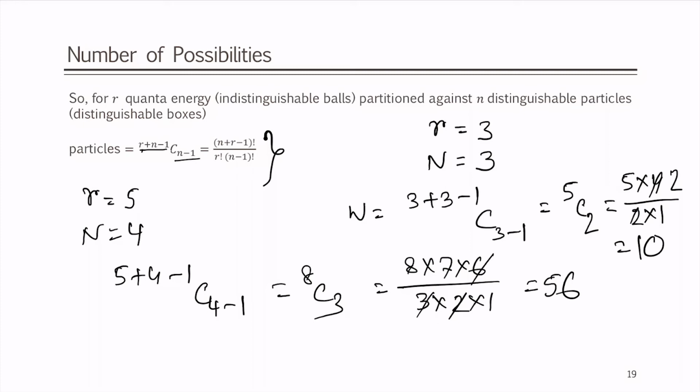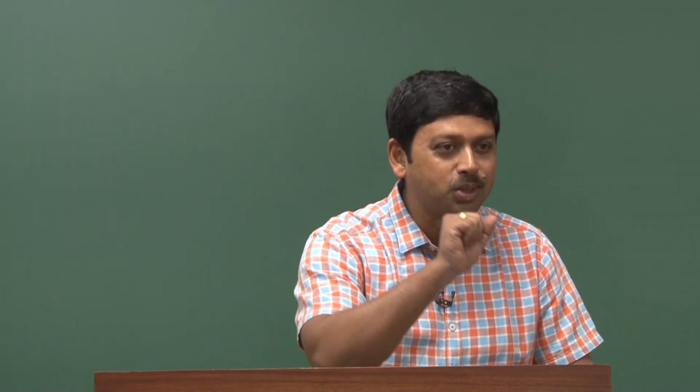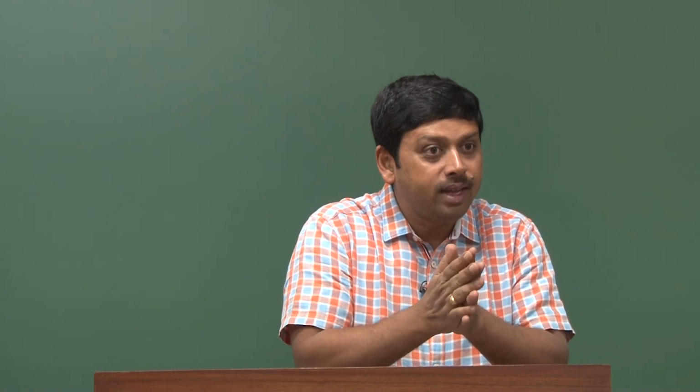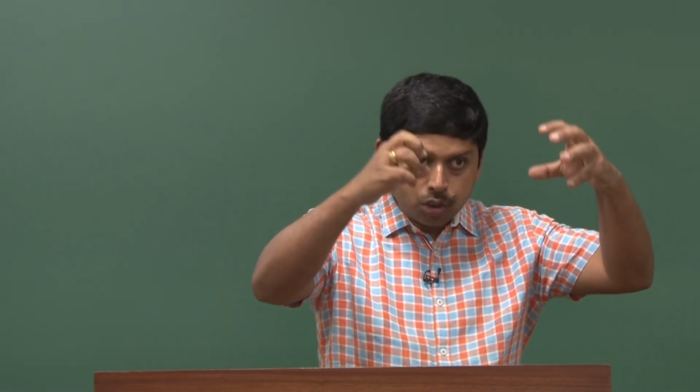Is that clear? Okay. So, which situation am I doing that? Where my particles are indistinguishable and boxes are distinguishable. Or I can think of it as distributing some units of energy into distinguishable particles. Same thing I am saying, one is indistinguishable, another is distinguishable. Not both are distinguishable, not both are indistinguishable either.